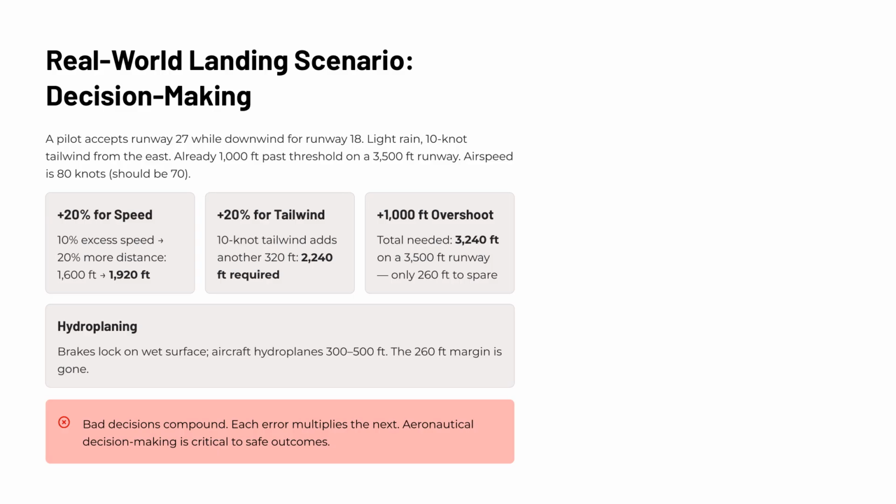On a wet surface, locked brakes can cause the aircraft to skid an additional 300 to 500 feet. That 260-foot margin disappears entirely. This is the danger of compounding errors. No single factor here was catastrophic on its own, but each one multiplied the effect of the next. Aeronautical decision-making isn't just about individual choices. It's about recognizing when a chain of decisions is leading you toward a point of no return and acting before that point arrives.